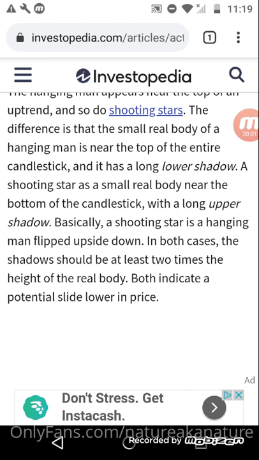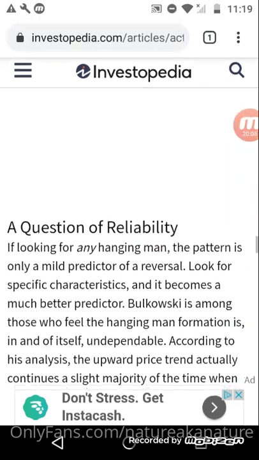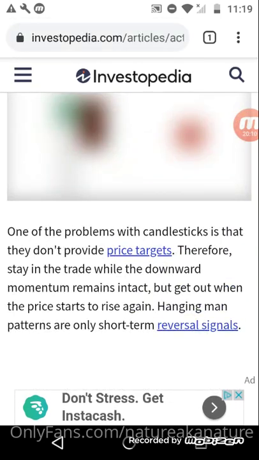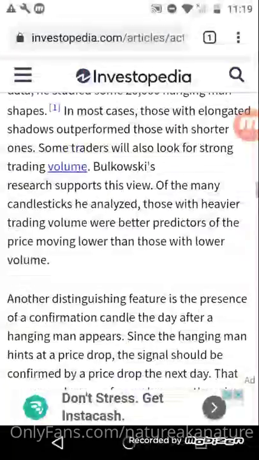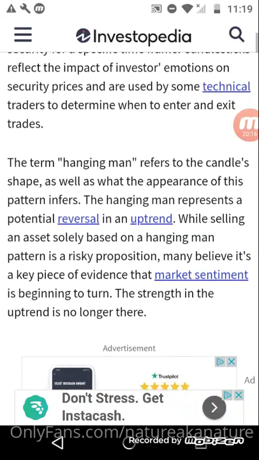So let's go in and read more about it. The hanging man is a type of candlestick pattern that displays the high, low, opening and closing prices of a security for a specific time frame.